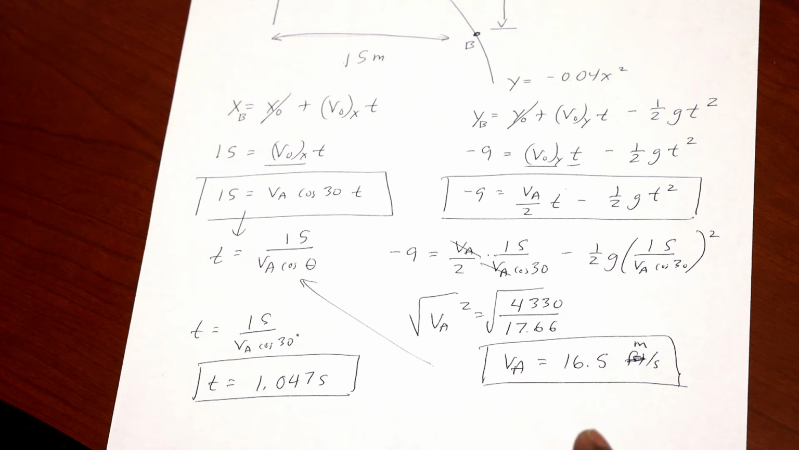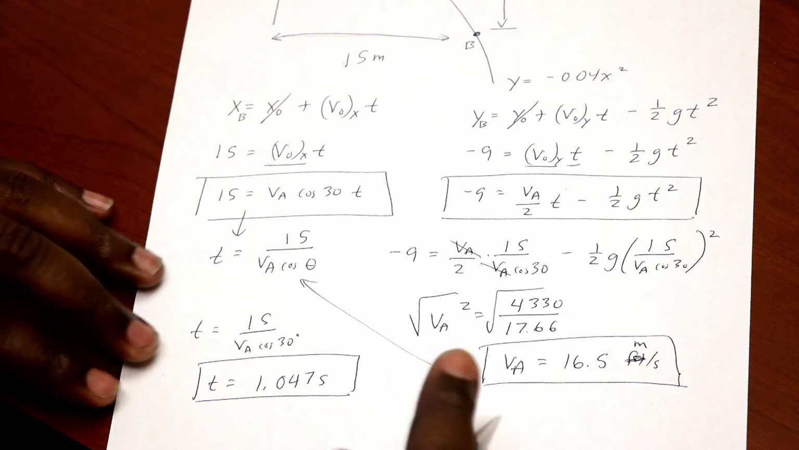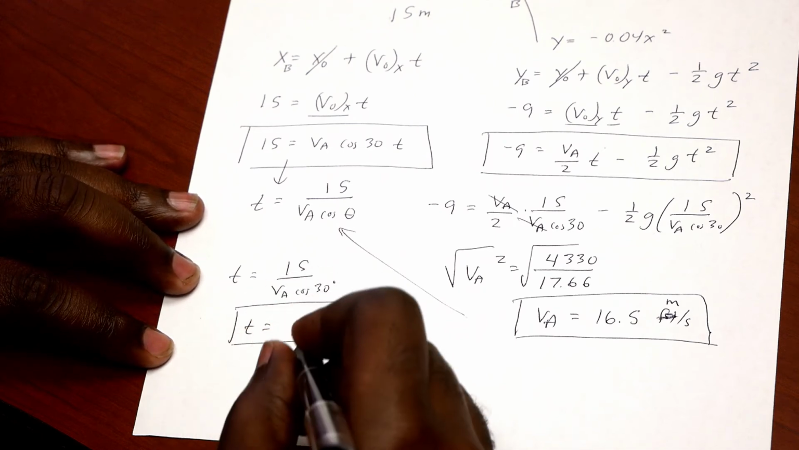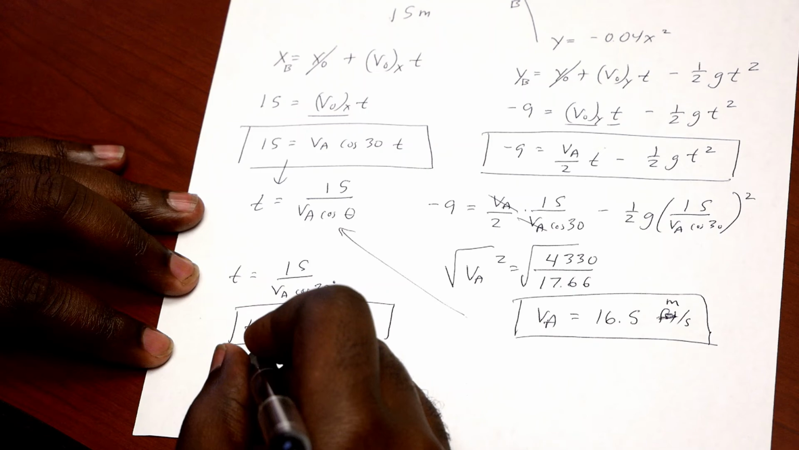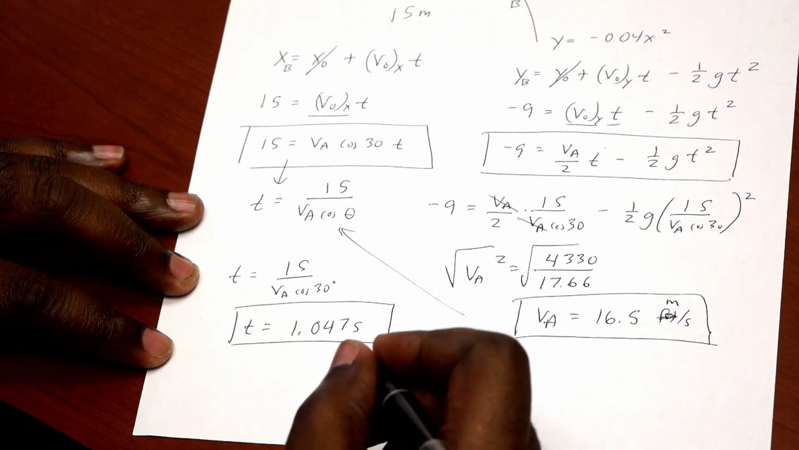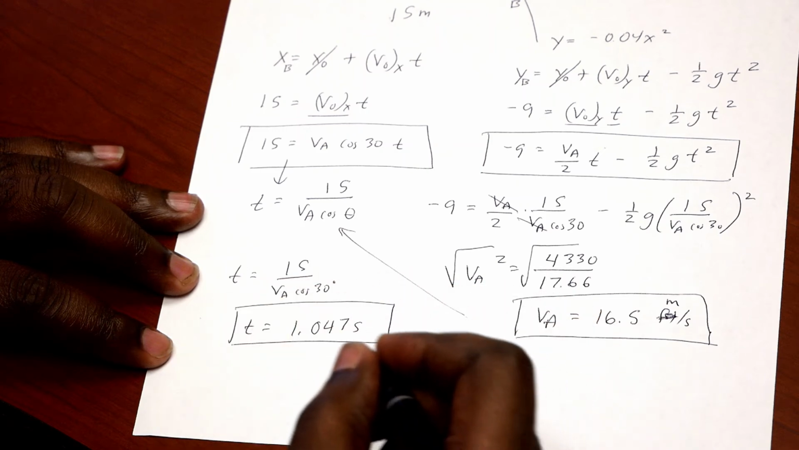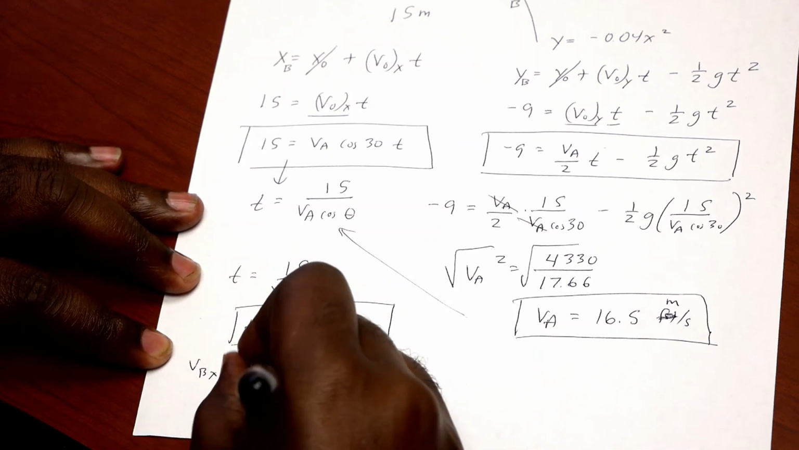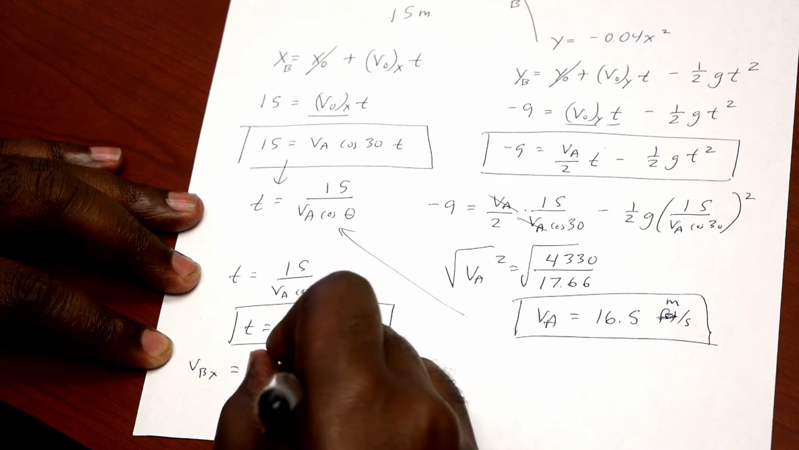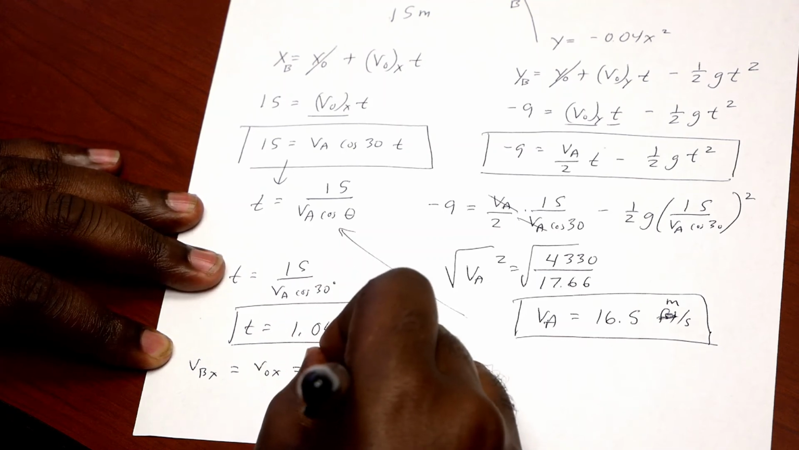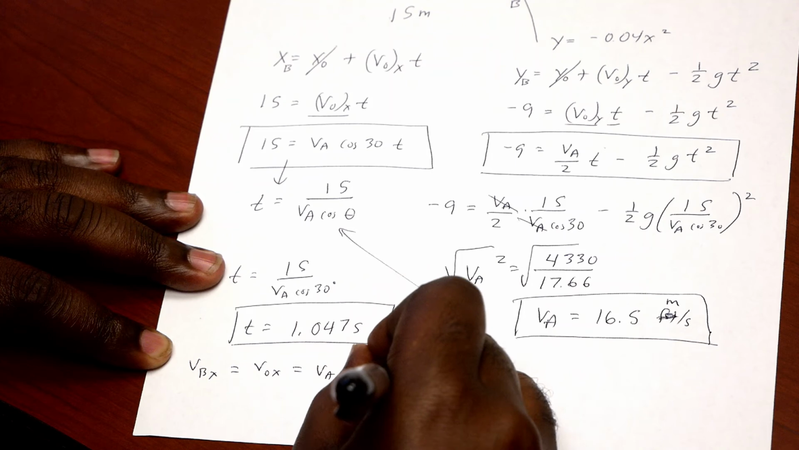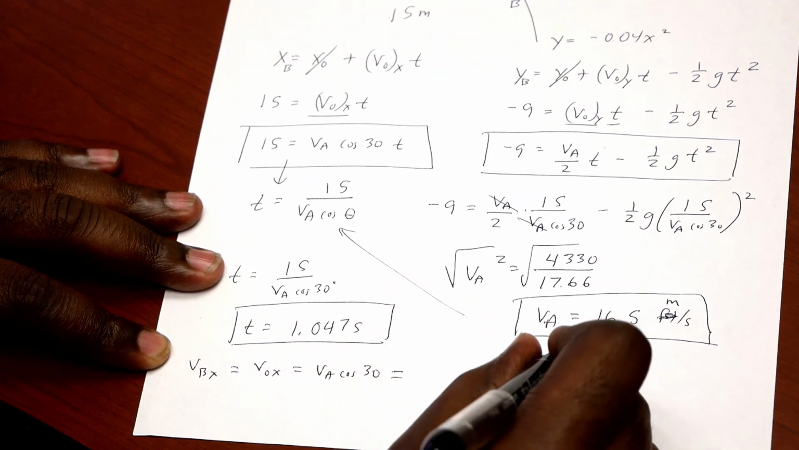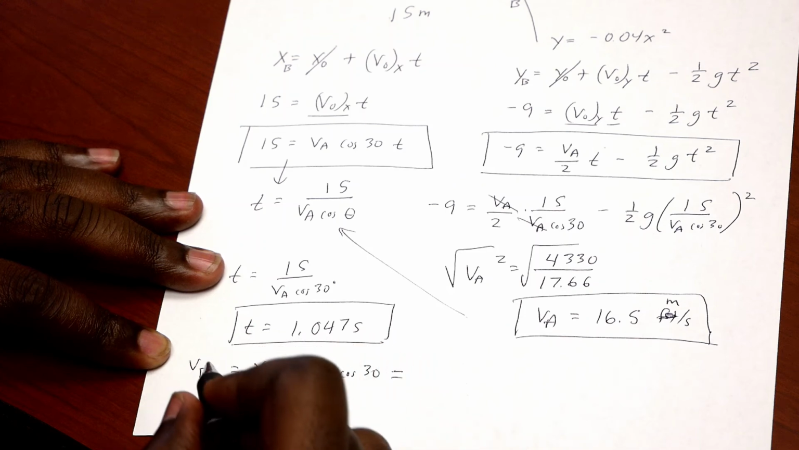Actually, let me figure out. Okay, so see if we can squeeze this in real quick. With respect to the velocity in the x direction, since there's no acceleration there, it's constant. So we know that VBX is equal to VOX, right? And so that's equal to VA cosine 30 degrees, all right? So we know what VA is now, and so we can easily solve for what VBX is.